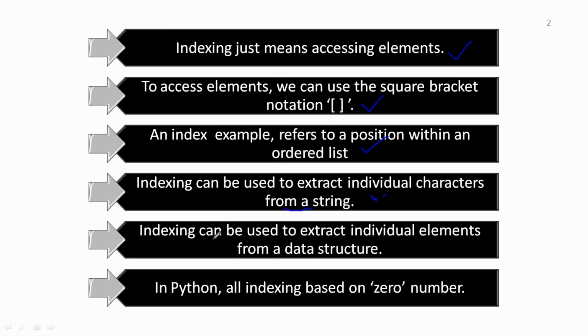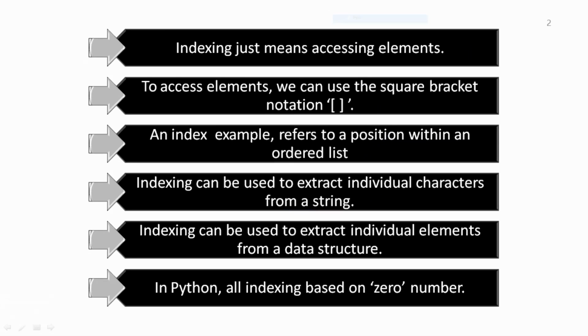Okay, and indexing can be used to extract individual elements from data structures. Even for data structures, any object you can use: list, tuple, set, or dictionary, whatever. You get the individual elements only through this indexing. In Python, all indexing is based on zero, so the index starts from zero each and every time in Python. Okay, so that is all about how we can get the information related to indexing here.